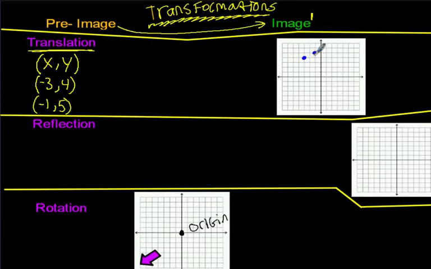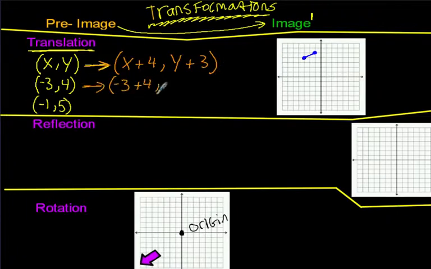What we're going to do is we're going to translate this segment. We're going to add 4 to the x, plus 4, y plus 3. We're translating it 4 to the right and 3 up. So we're going to have -3 plus 4 and 4 plus 3. What's that going to equal? Well, the new point's going to be (1, 7). So let's graph that point right now.